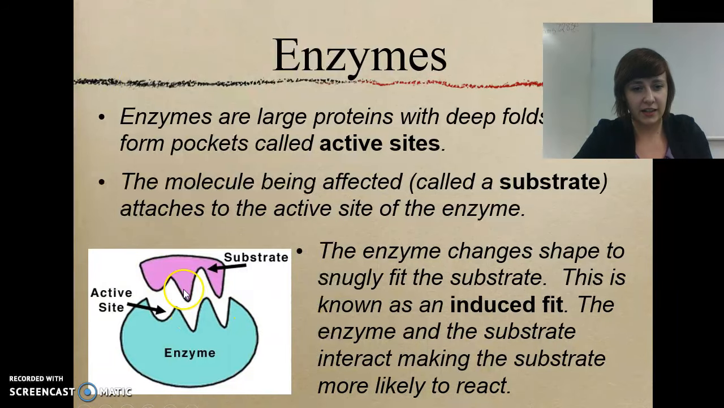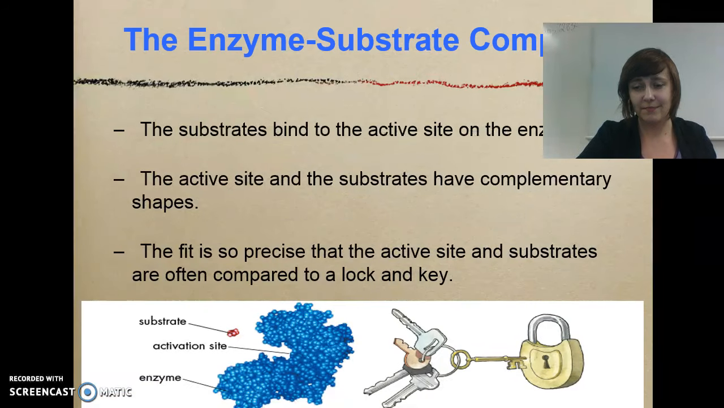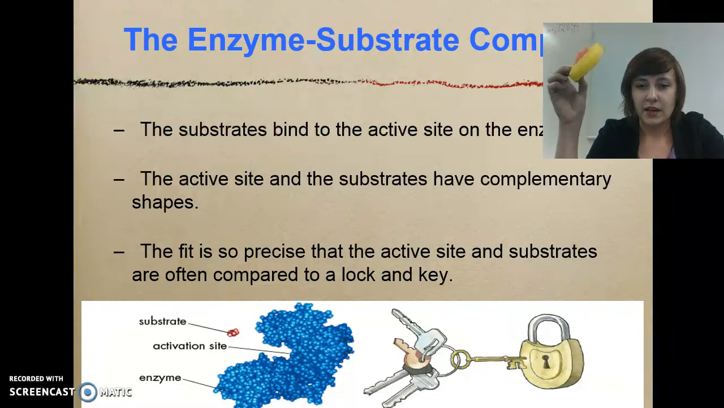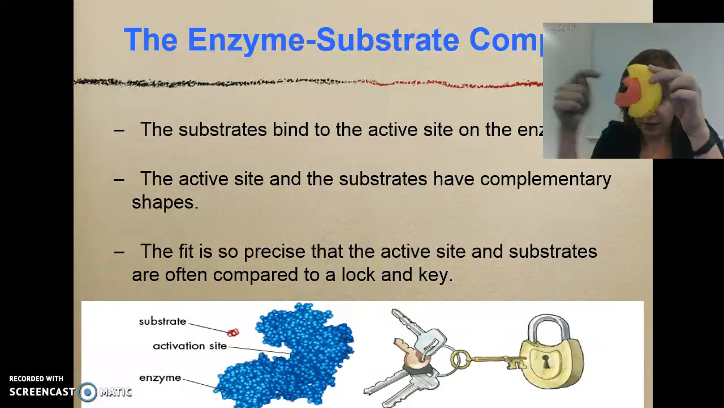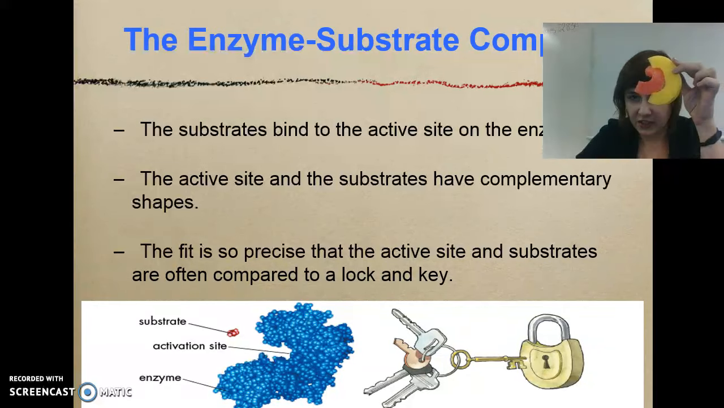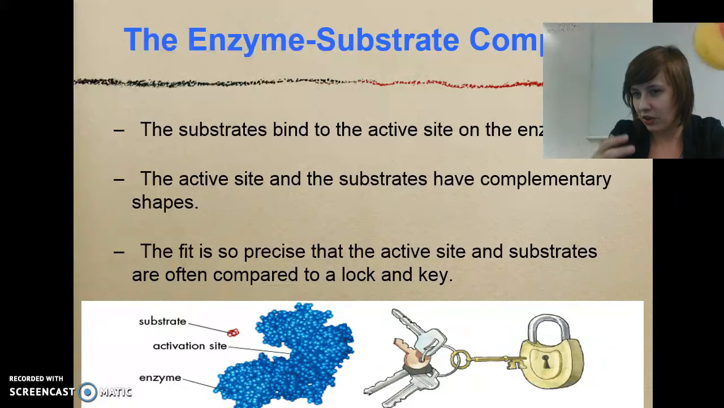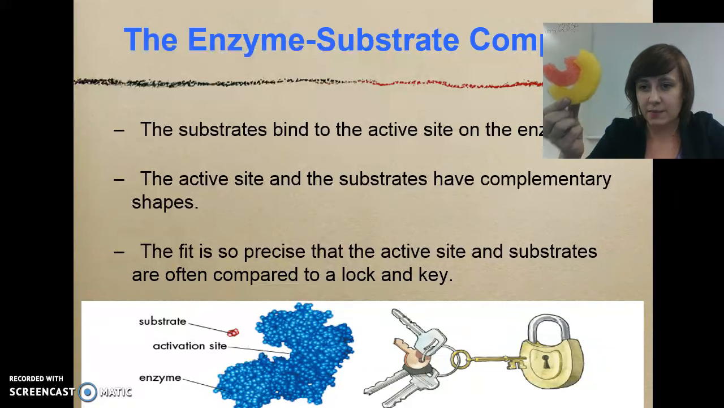If you look over here, we can see that our active site is a bunch of deep folds. It would fit around this substrate, just locks right in there, and then it changes the shape of the substrate. When they're bound together like this, it's called the enzyme substrate complex. So the substrate binds to the active site. Remember, our active site was right here. So it binds to the active site, and they fit together. They have what are called complementary shapes. When you complement something, you're kind of going together. So they're complementary shapes. They're really similar in size and shape.